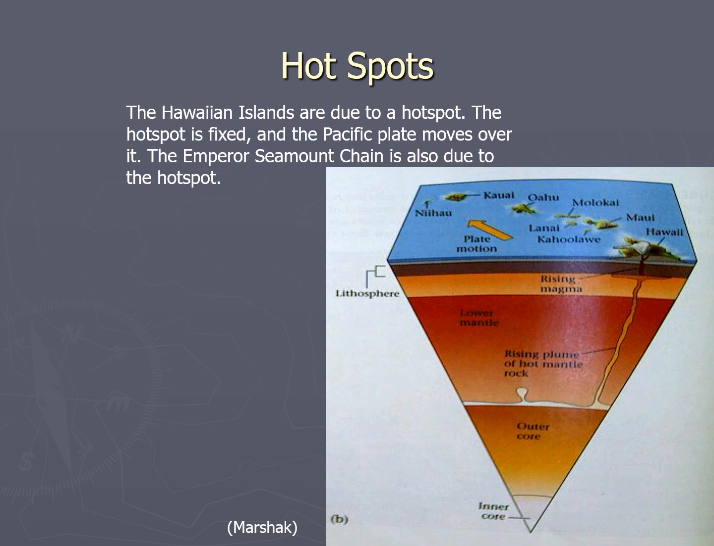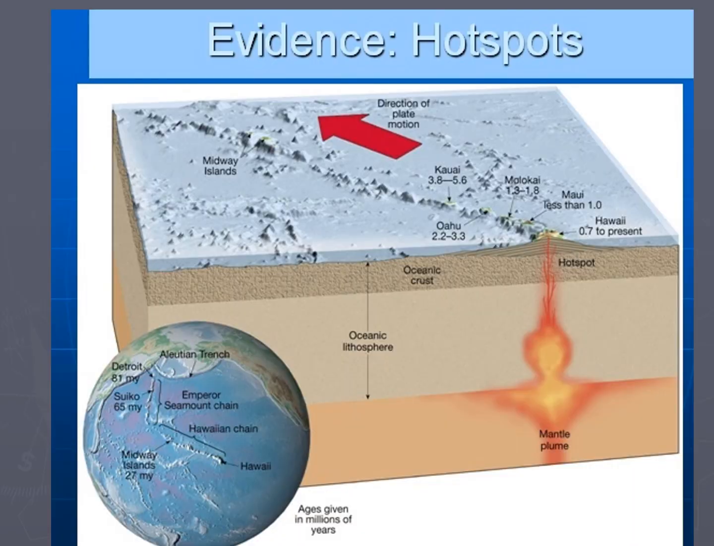So the only island that has active volcanoes is the Big Island of Hawaii, also known as Hawaii or just the Big Island. All those other islands there, like Maui and Kahoolawe and Oahu, those volcanoes are extinct. Why? Because they moved off the hotspot. There's no longer a source of magma.